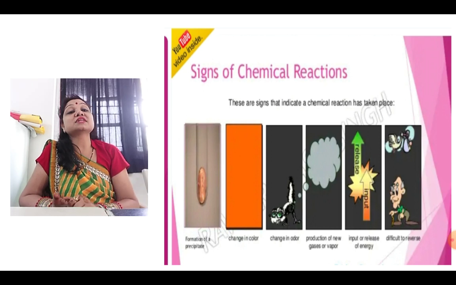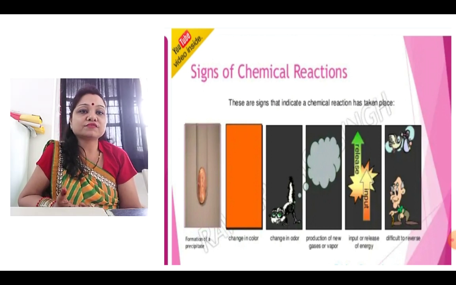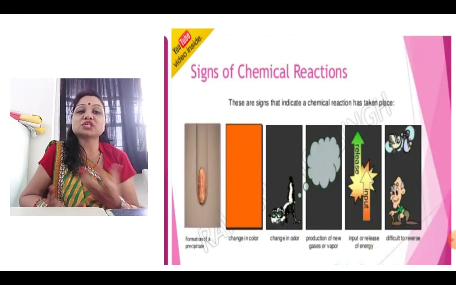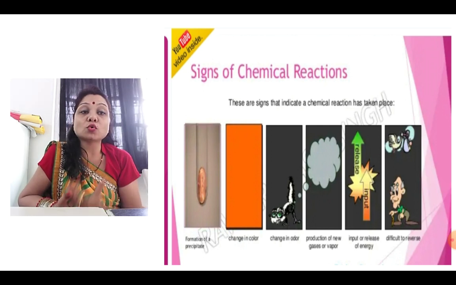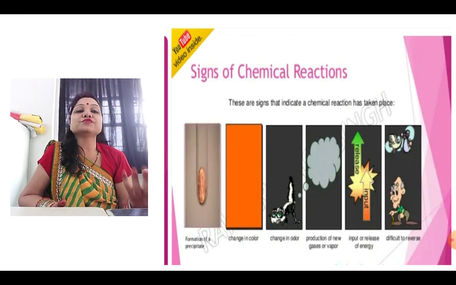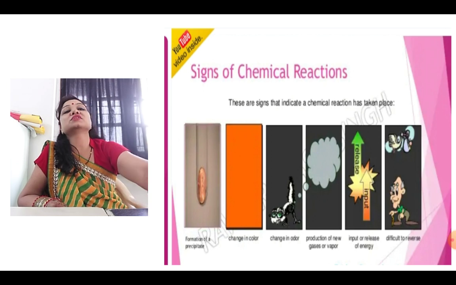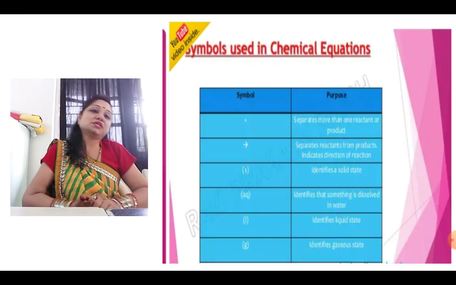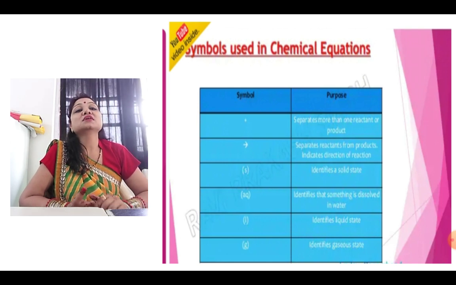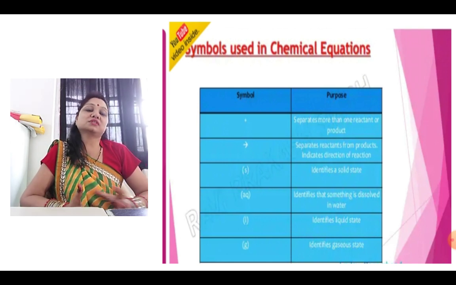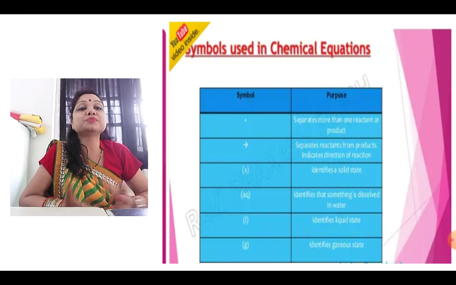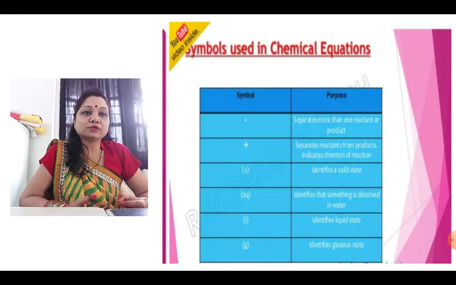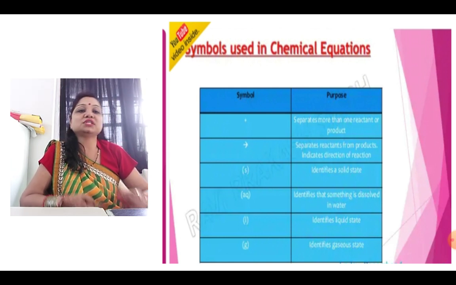Now these are the signs of chemical reactions: formation of precipitate, change in color, change in odor, or production of a new gas or vapor. These are all the signs of chemical reactions. Now on the screen you are able to see the symbols used in the chemical equation and the purpose of using them: the arrow, s, aq, g, all these.